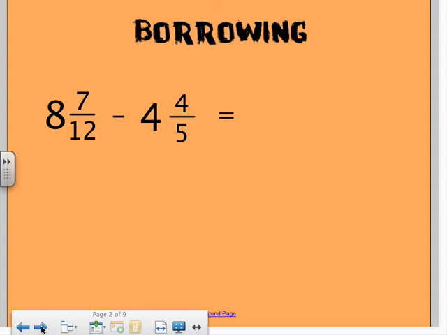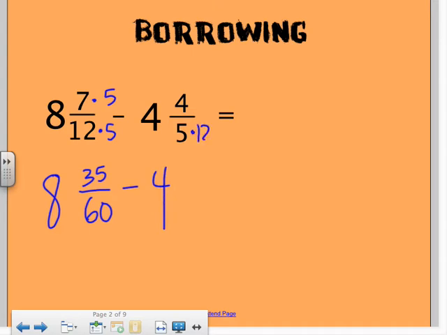So our first step is we need a common denominator. 5 and 12, the lowest common denominator we can do is multiplying them together. So that becomes 60. This one is times 5, that's still 8, and then 35/60ths. Minus 4, and this one we do times 12 to become 60ths. So that's 48/60ths. Okay, so if we start doing what we did last time, we go 8 minus 4.